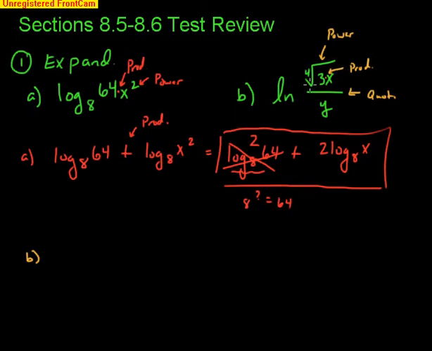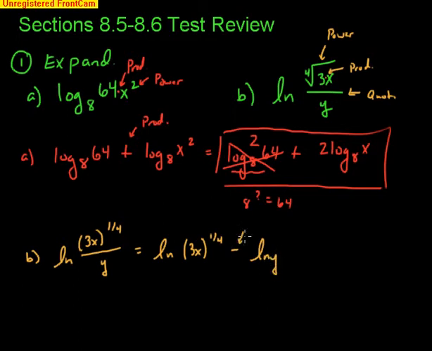So the first thing I'm going to do is make the fourth root the power. So that's natural log of 3x. Now since the 3 and the x are inside the radical, that whole thing is raised to the 1/4 power, and that's all over y. So now I will use the quotient property first, and I will break this up using subtraction. The natural log of 3x to the 1/4 minus the natural log of y. And this was the quotient property.